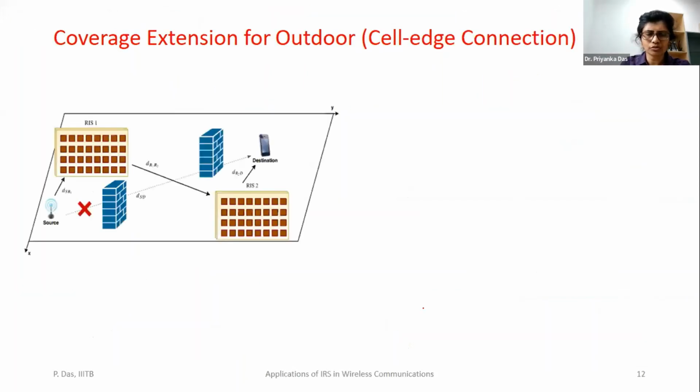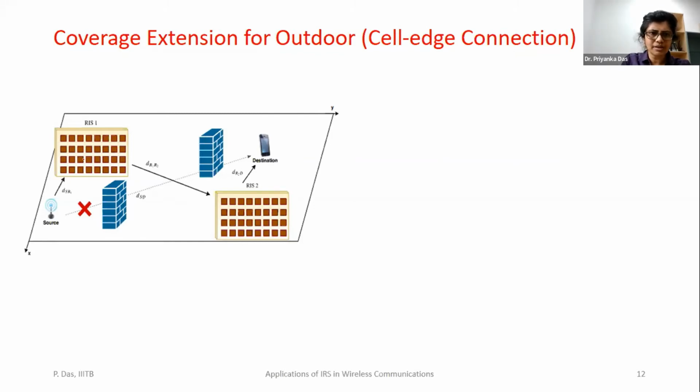Let's talk about outdoor. There is a source, there is a destination, and the path is blocked. There are bricks, walls and buildings, and no direct link. What can you do in this scenario? Let's talk about double IRS. Obviously, you cannot cover with only one IRS, as it also might be blocked.